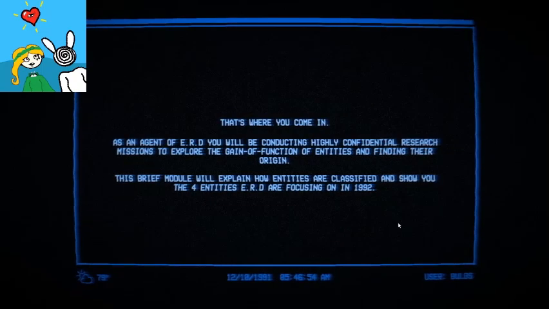That's where you come in. As an agent of ERD, you will be conducting highly confidential research missions to explore the gain of function of entities and finding their origin. This brief module will explain how entities are classified and show you the 4 entities ERD are focusing on in 1992.